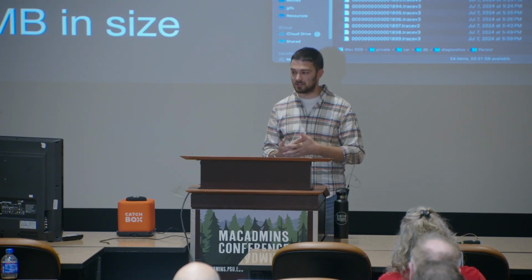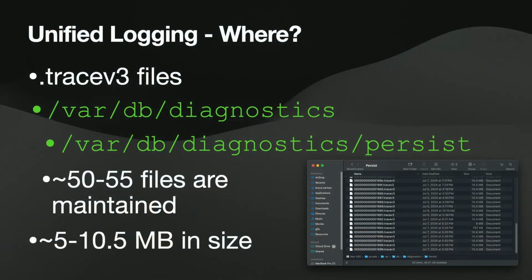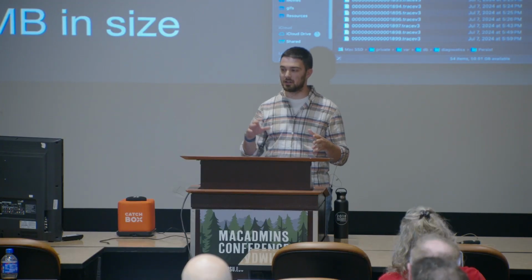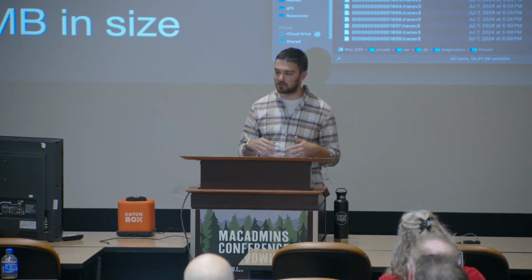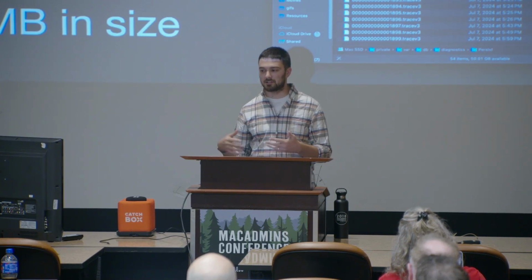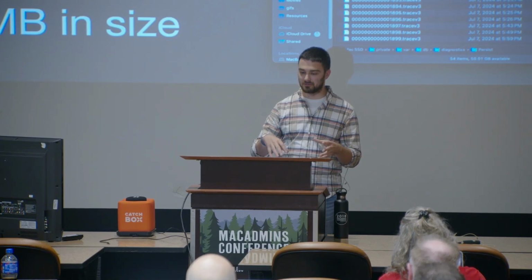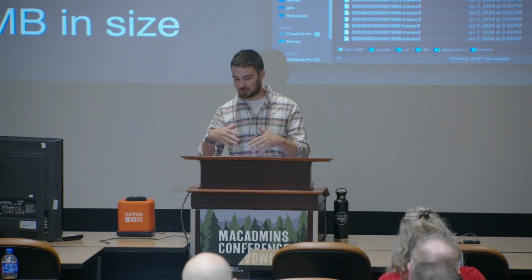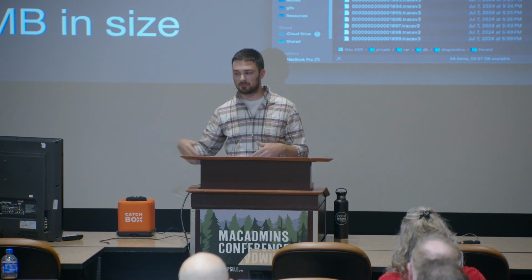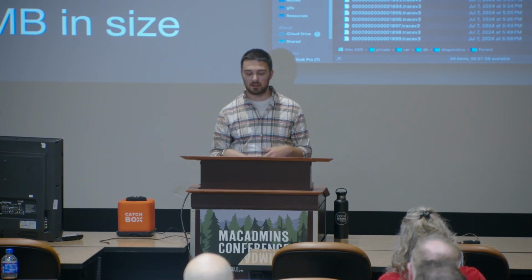So where are these stored? Well, they are tracev3 files, and they're stored in /var/db/diagnostics. Then there's another directory within that, /var/db/diagnostics/persist. That's where it's actually storing the historical logging information. About 50 to 55, your mileage may vary, sometimes are in there. My device, I think, had 54 when I went and pulled it and looked at it, and they range in size from 5 to 10.5 megabytes. And so those are the historical logs for that device that you can go through and figure out, okay, this is what was taking place 10, 20, 30, 40 minutes ago, going back.